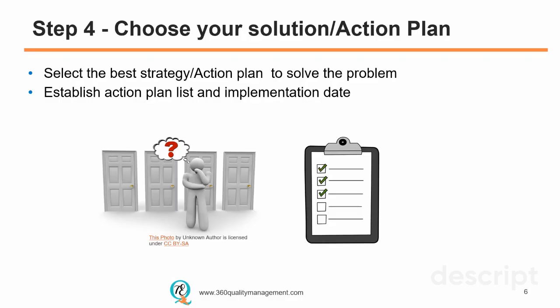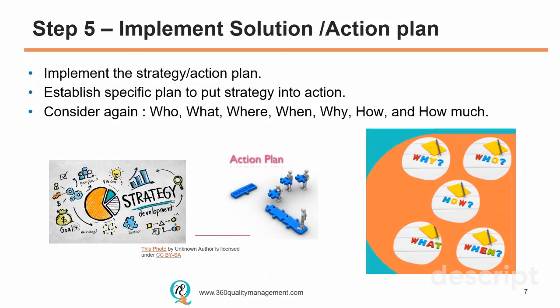Step 4 is that after we evaluated all the potential alternatives or action plans, we will need to select the best alternative or the best action plan and then create a real action plan list with implementation dates to get the action executed properly. Step 5 will be the actual implementation of the action plan. Consider again the 5 W's and 1 H to really look at the action plan itself.